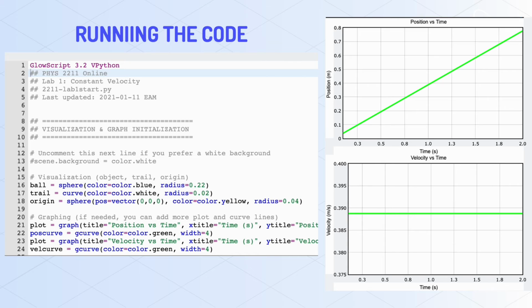As you can see, not only is the position constant, the velocity is constant as well. The reason why the velocity is constant is because we only use one velocity, which is why we didn't need Newton's second law for that step.